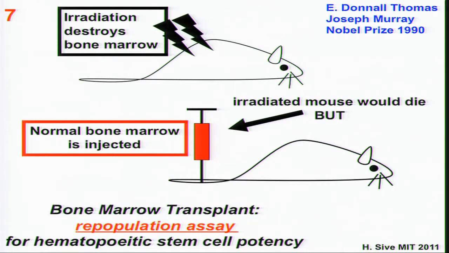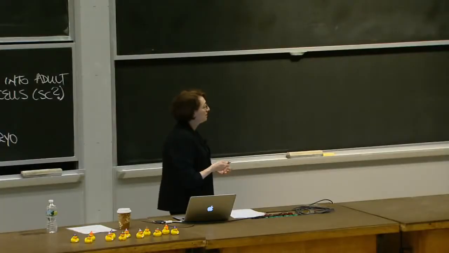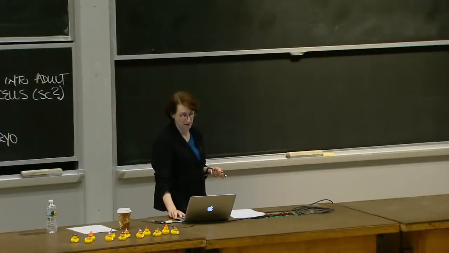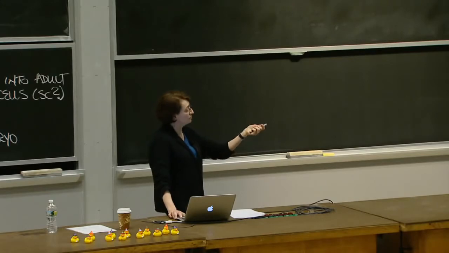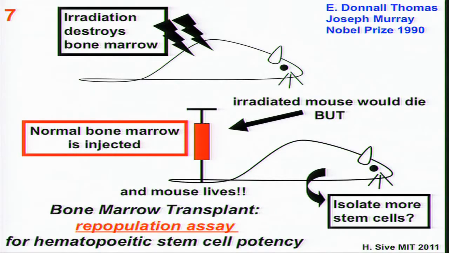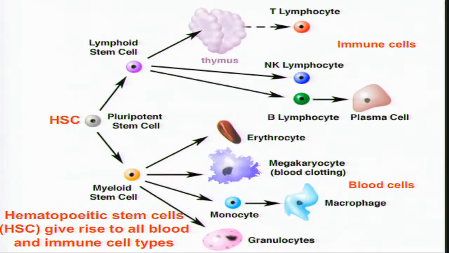The irradiated mouse or person would die, but the normal bone marrow will cause the mouse to live. And if you've put stem cells into that mouse, you can start getting them out of that mouse whose life you've saved and isolate more stem cells. Those kinds of assays led to the definition of the hematopoietic stem cell. Here it is. It's a pluripotent stem cell that gives rise to all of these different kinds of cells, the immune cells and all of the blood cells. It's a very, very powerful stem cell.